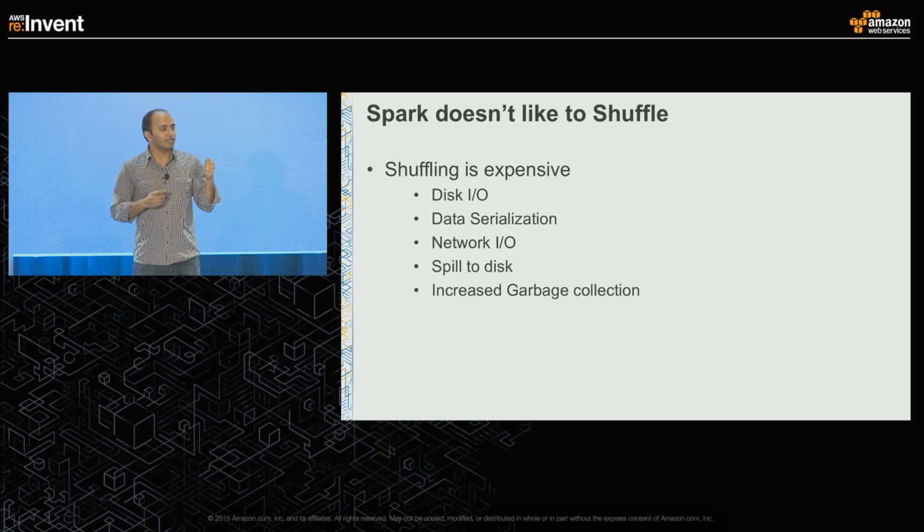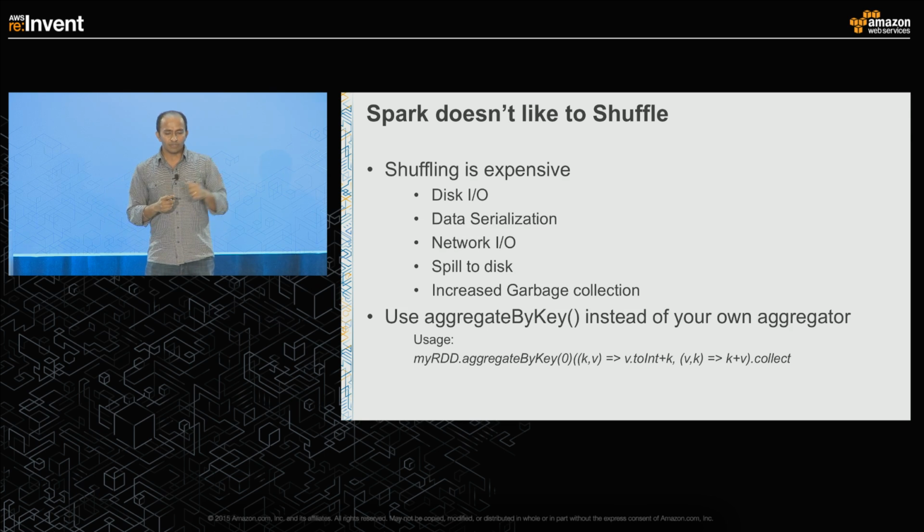So avoid shuffling. And how do you avoid shuffling? Let's go into that. For example, when you're doing group by aggregations, you can go with something like aggregateByKey instead of writing your own aggregator. This is an optimized aggregator. An example of that is, let's say you have an RDD called myRDD with a mapper key K and value V, and you can do an aggregation on those.